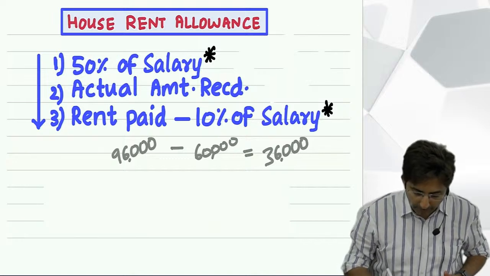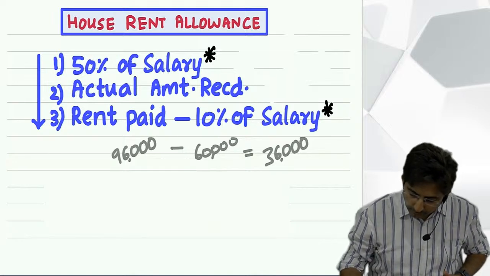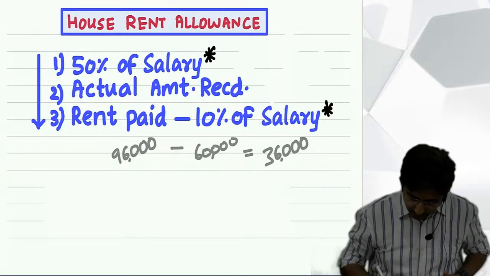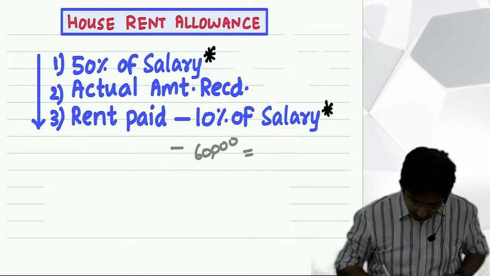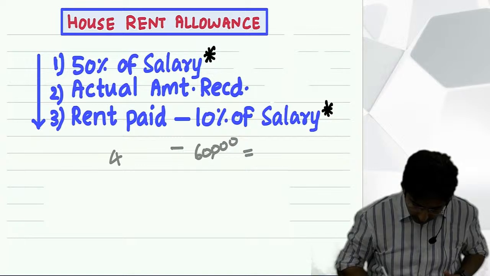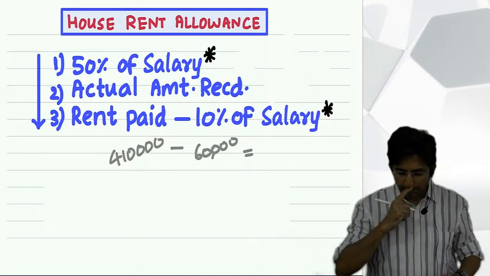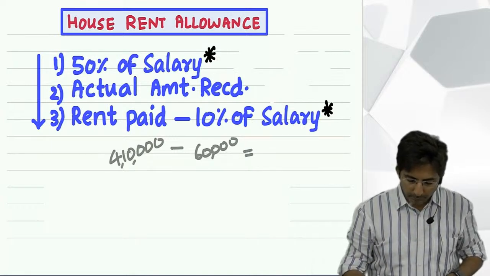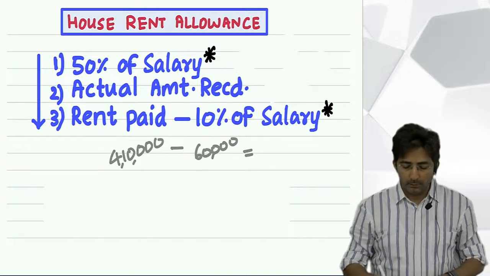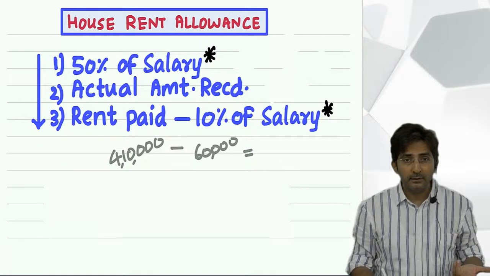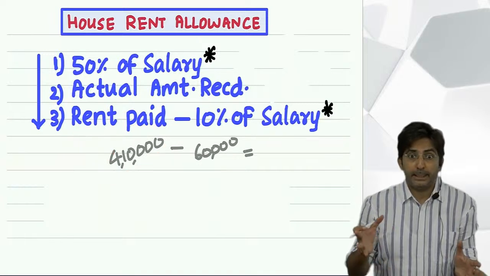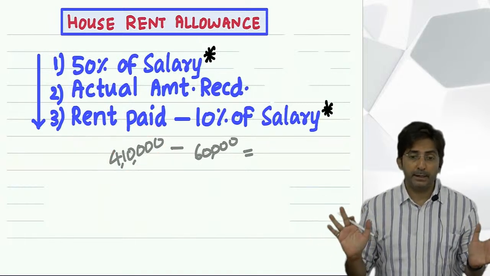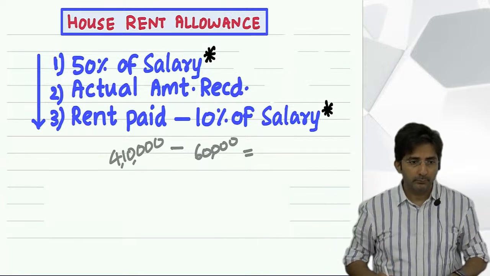So see, for example, I will make one change here. Look, assume this amount of 96,000 I am changing. What if this was 4 lakhs? Means assume he is paying rent of, wait, what is 4 lakh 10,000? Rent actually paid by him. Means imagine he is staying in a sophisticated house for which he is paying a rent of 4 lakh 10,000. Feel his salary is how much?